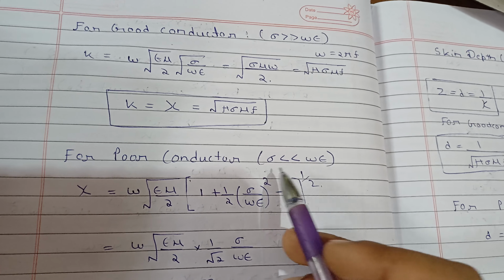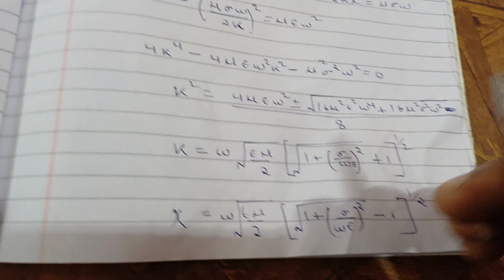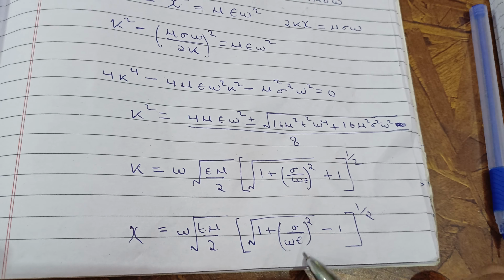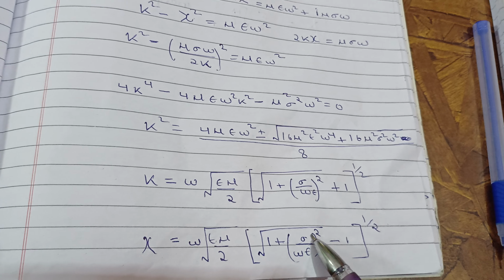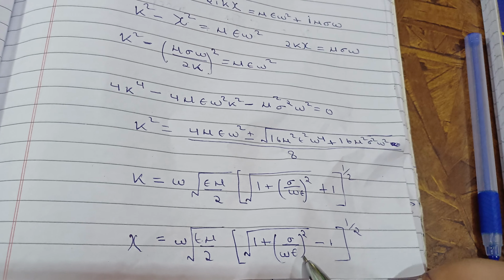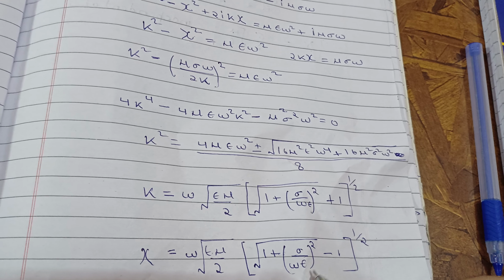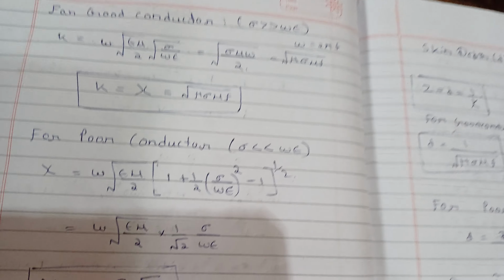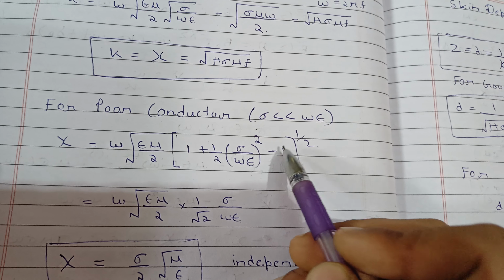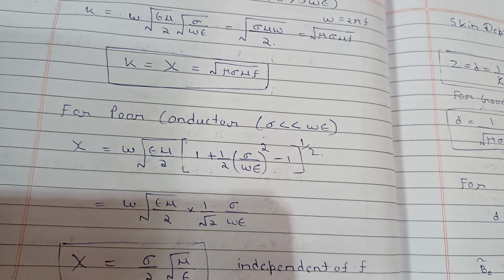Now for the poor conductor, sigma is less than omega epsilon. So this will change, meaning for the kappa we will see that this value is very small. So we will just take the binomial expansion, and we will take the first two terms because this is very small. So what will we get? We will get 1 plus 1 upon 2 sigma by omega epsilon, and then 1 will cancel out, and you will get 1 upon 2 sigma by omega epsilon. So this is the binomial expansion. We just took the starting two terms, minus 1, so it will cancel out.